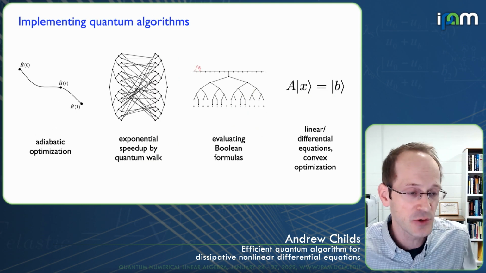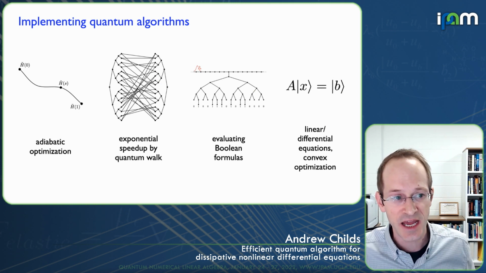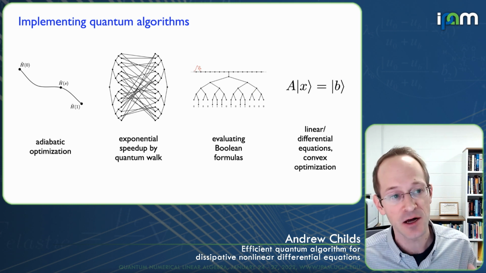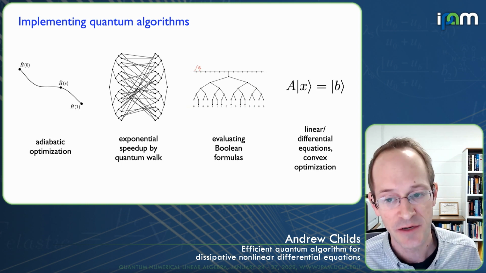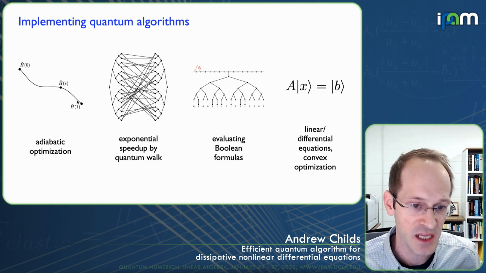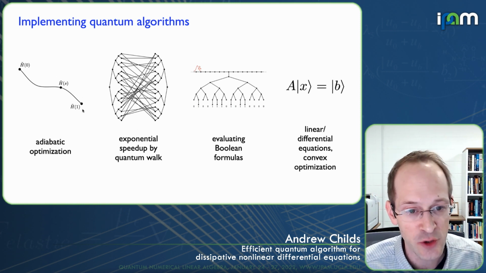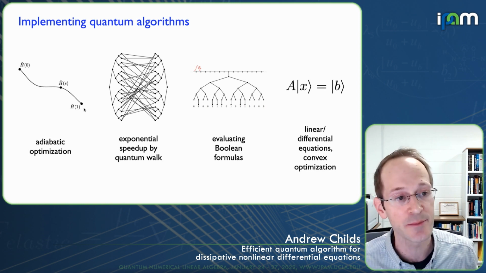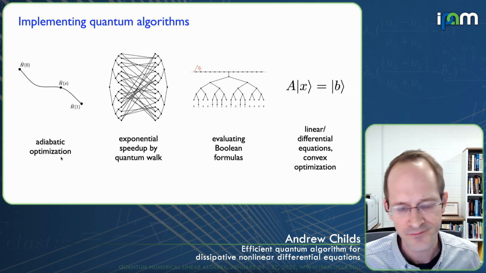But the idea in this talk is really to think about quantum simulation not as a thing in itself for simulating quantum physics, but rather as a tool for designing algorithms for problems that might not have anything to do with quantum physics. So, you can think about adiabatic optimization, if you've heard of that, as a quantum mechanical process that you could simulate using Hamiltonian simulation in order to solve optimization problems.